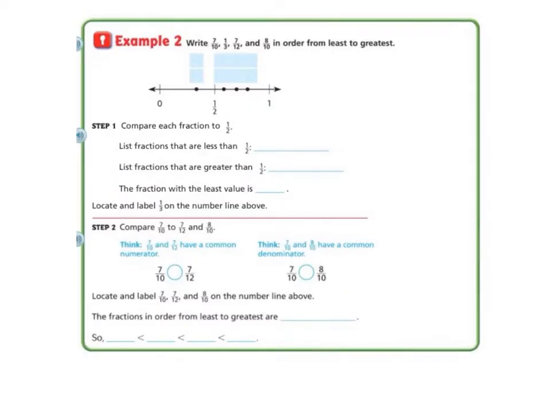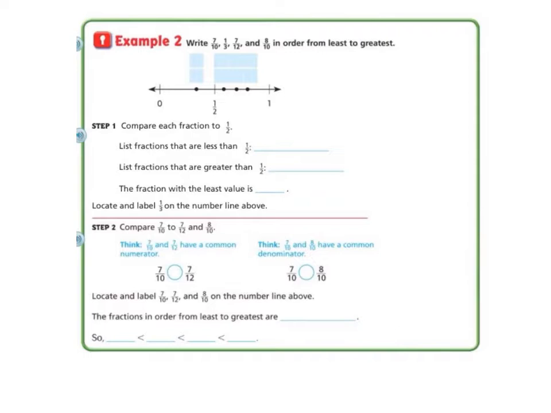All right, let's practice one more time. In example 2, we have 7/10, 1/3, 7/12, and 8/10, all that we need to compare. So let's look at step 1. It says we want to compare each of them to a half. So let's stop and think about what's bigger than half. So let's think one by one.